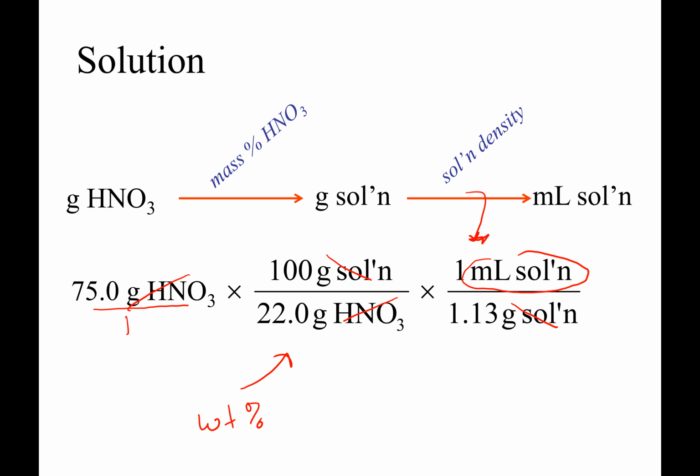All right, get your fingers ready. We're multiplying and dividing here, so we need to round according to sig figs. So how do we round our answer? Yep, it is 3 sig figs. So 302 milliliters of solution.